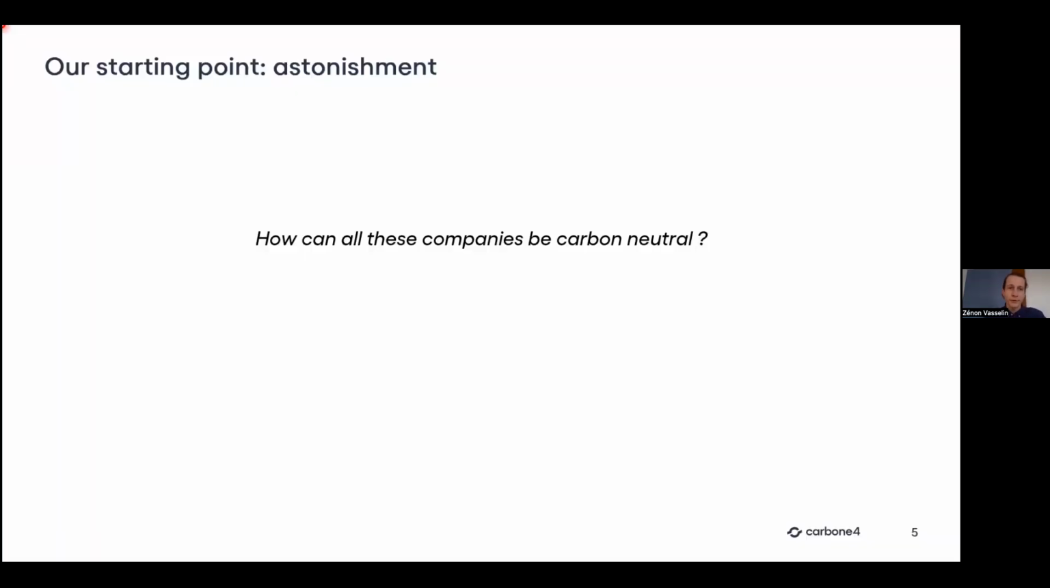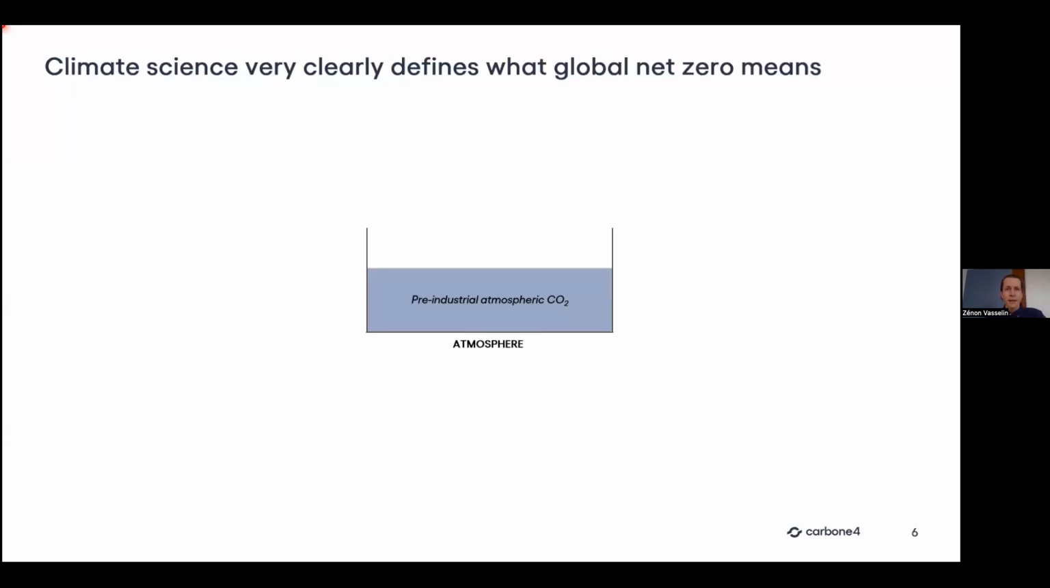Our starting point when we launched Net Zero Initiative at Carbon 4 5 years ago already was astonishment because we were seeing lots of claims from various companies and we were wondering, oh, how can all these companies be carbon neutral, right? Because, you know, climate science defines very clearly what global net zero means, what carbon neutrality means.